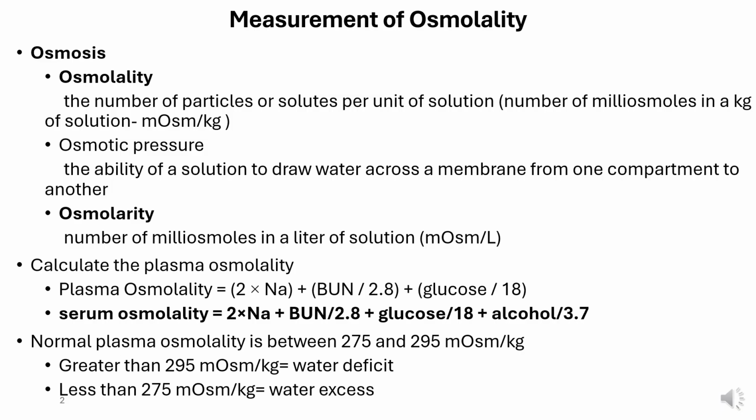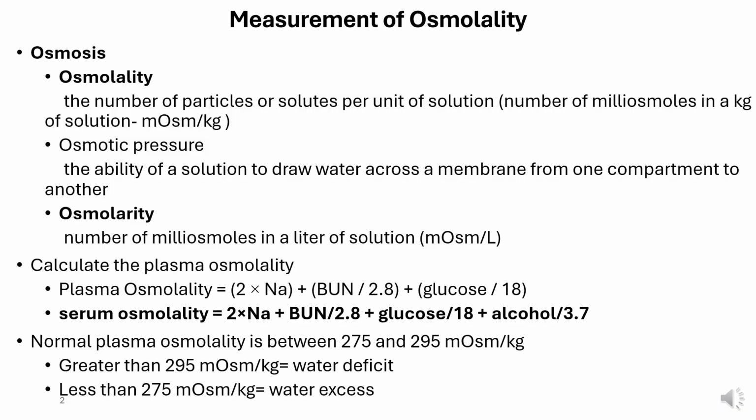So I give you the formula here to calculate the plasma osmolality. Plasma osmolality is equal to 2 times sodium plus BUN divided by 2.8 plus glucose divided by 18. Probably we don't need to know it, but right now at least we know osmolality is related to sodium, related to BUN and glucose, and sometimes related to alcohol too.